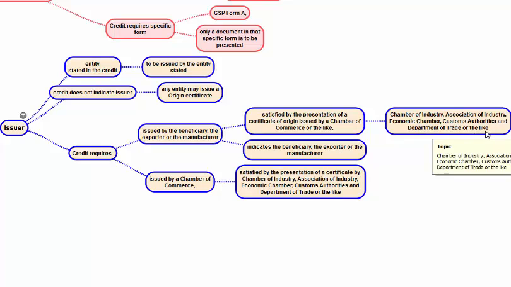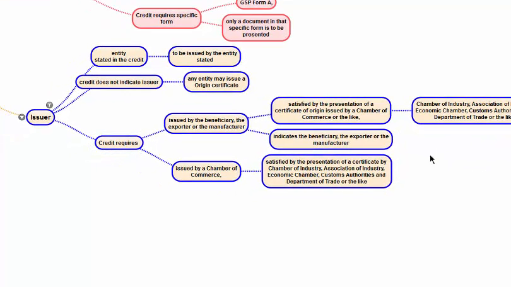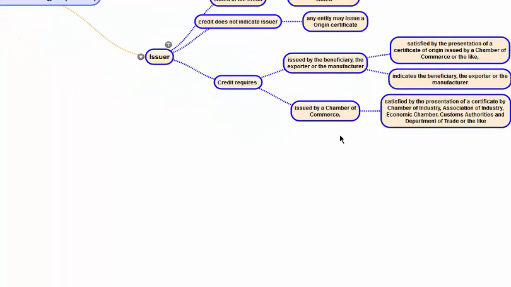Why is this much detail given in today's ISBP? In earlier ISBP 681 and the previous one, we did not have this clarification. And so at times there were situations when CCPIT of China issued a certificate, and certain banks were not willing to accept that, saying they are not Chamber of Commerce. So now ICC has taken upon itself to clarify through ISBP that Chamber of Commerce could be Chamber of Industry, Association of Industry, Economic Chamber, Customs, all those entities who are issuing certificate of origin normally in their respective countries.